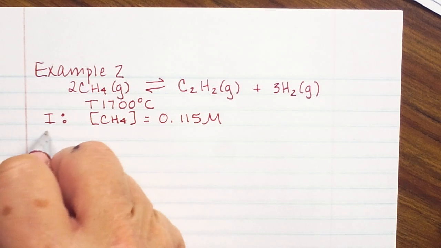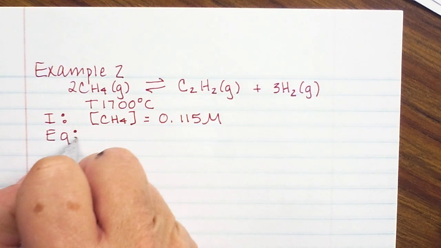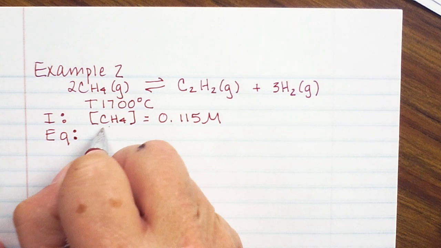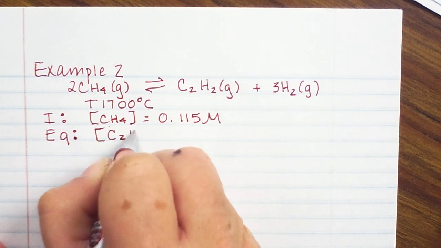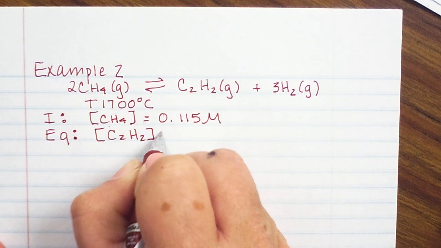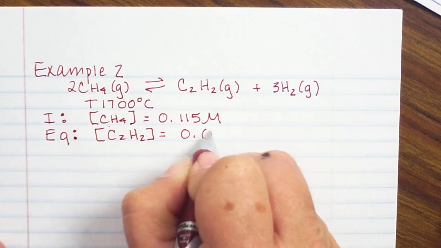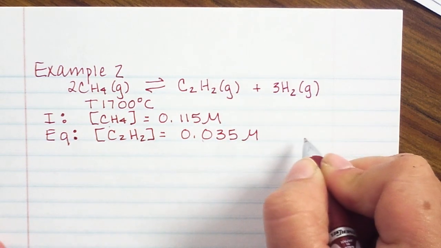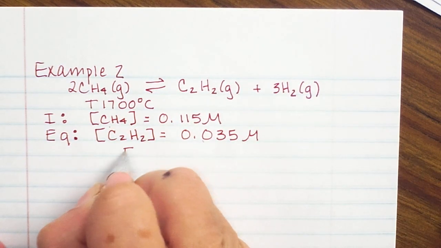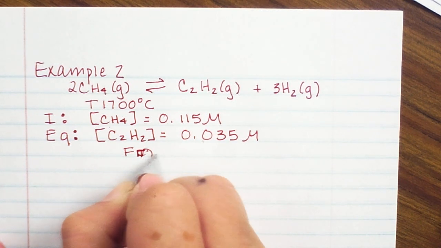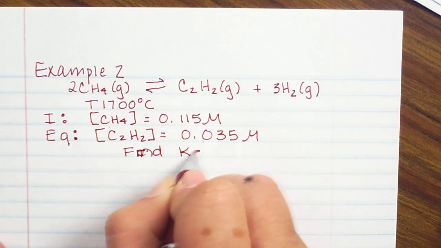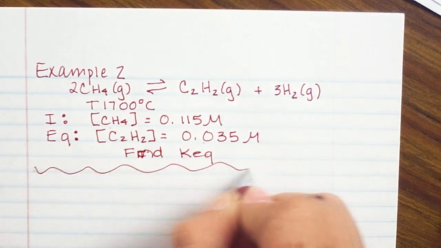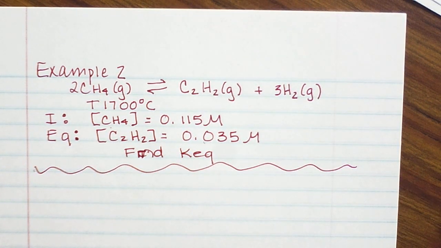And your equilibrium concentration of your ethyne is equal to 0.035 molarity. Find your KEQ at equilibrium. Okay, do you want to try it? And then we'll get back together, all right?